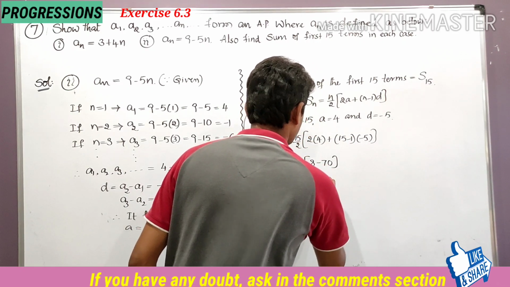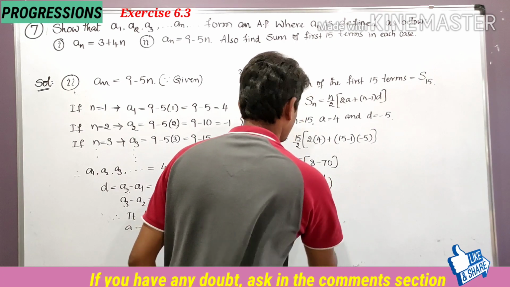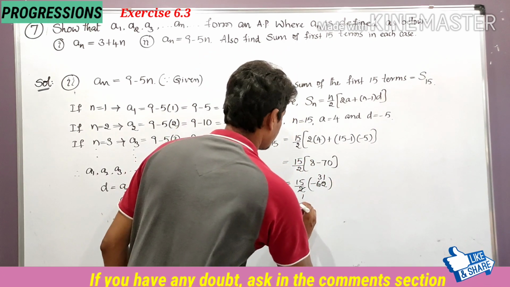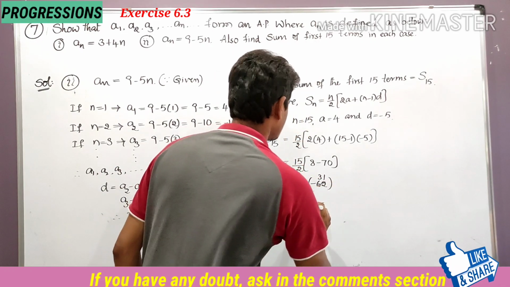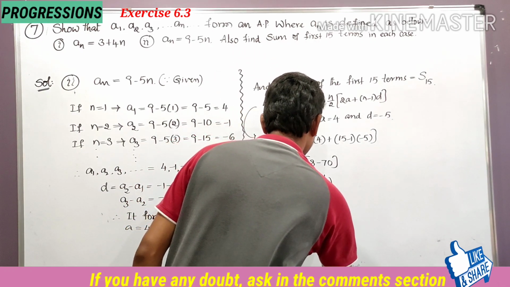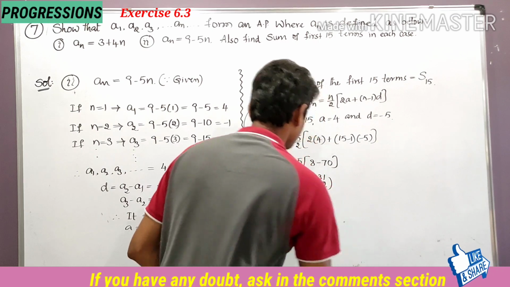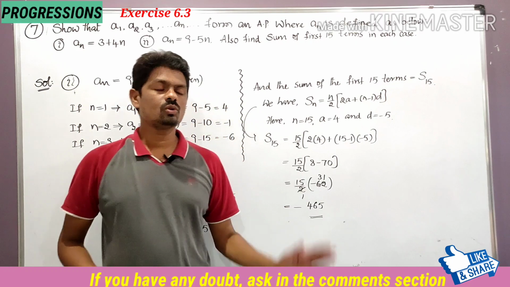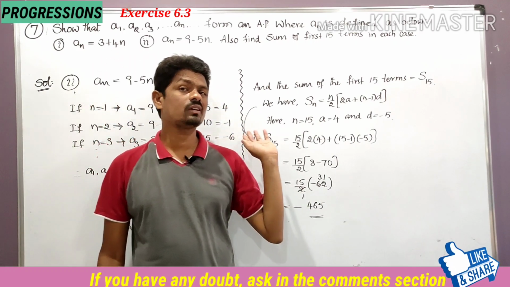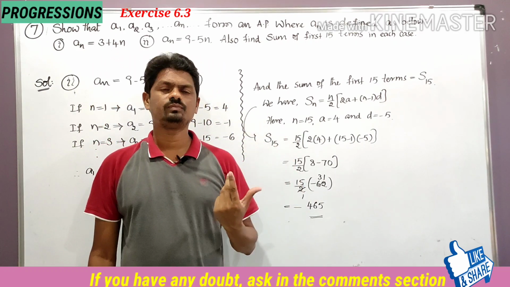So cancelling 2 ones and 2 31s, 15 into minus 31 we can get negative. 15 1s are 15, 5 and 1; 15 3s are 45 plus 1, 46. So minus 465. This is the sum of the first 15 terms. Like this we can solve using the formula Sn.